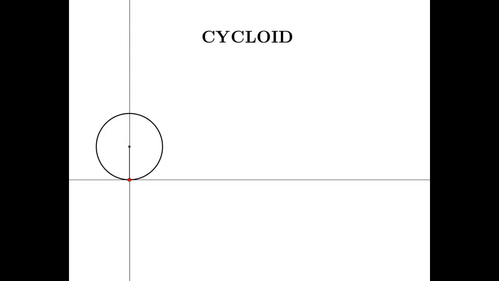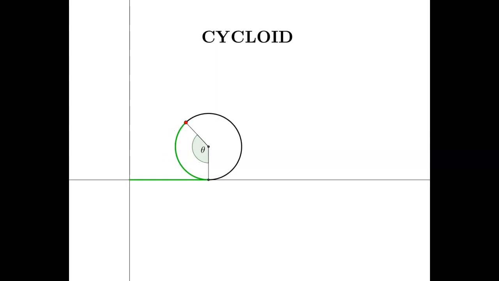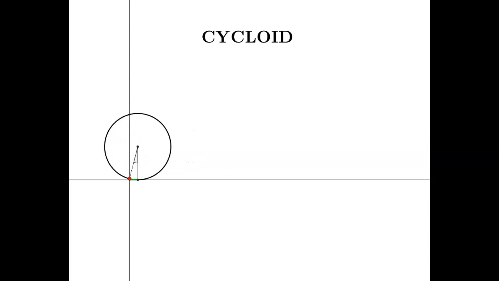Next, instead of just painting the points on the circle that have touched the x-axis green, I'm also going to paint the points on the x-axis that have been touched by the circle green. So now I will have a green circular arc and a green line segment developing. And it should be clear that those two things will have the same length, even though one of them is curved and one of them is straight.